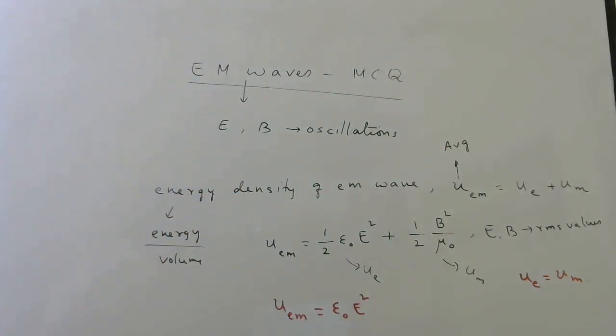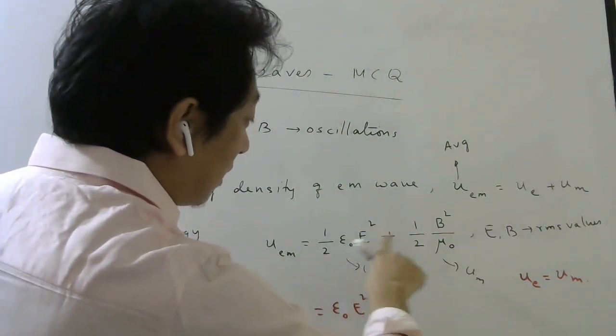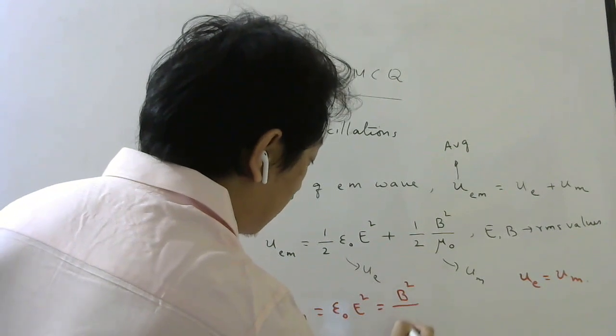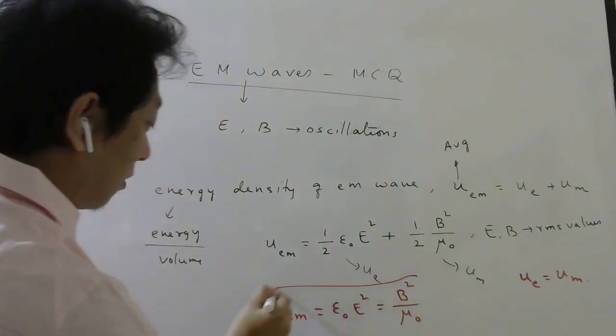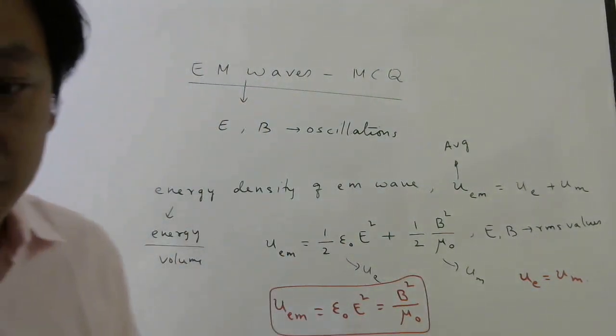Okay, what if I want to write in terms of only magnetic field energy? Then this you can write as this. So it will become B square by mu naught. Okay, students. So this is the formula for energy density in electromagnetic waves.